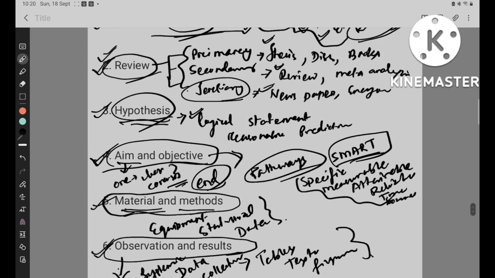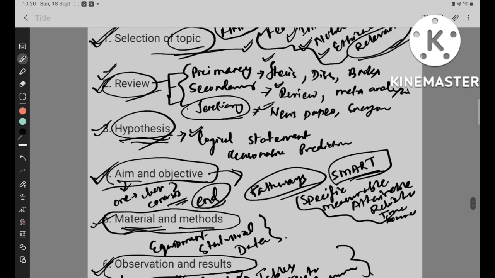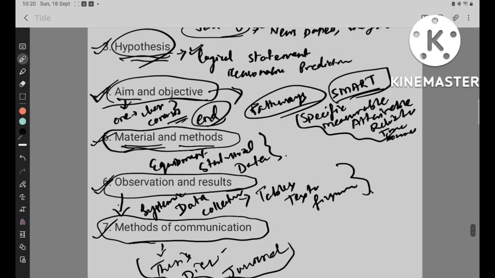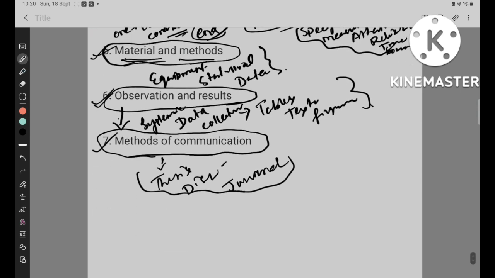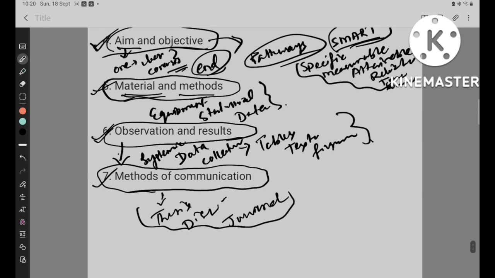So the research process includes 7 steps. First is your selection of topic, then the review part, then hypothesis, aim and objectives, then materials and methods, then observation and results about all the data. After collection of data, you need to communicate your data about the research topic. These are all the research process.